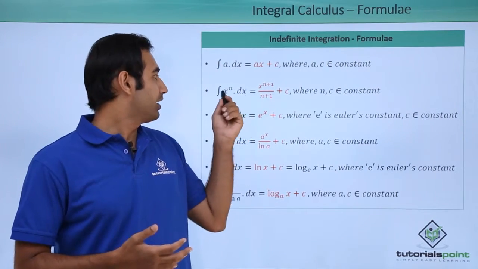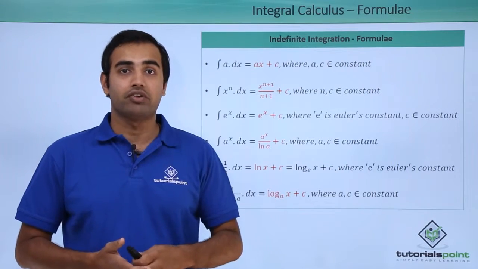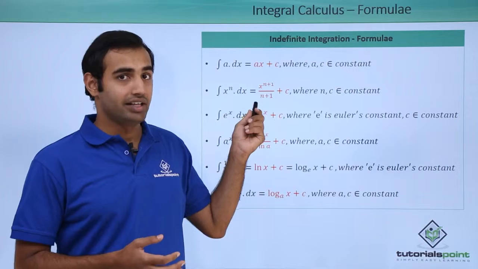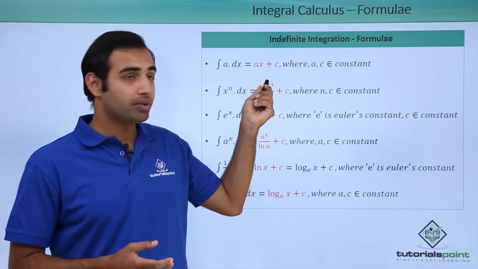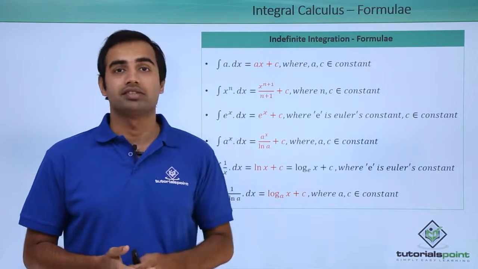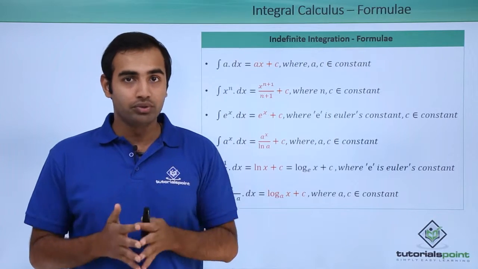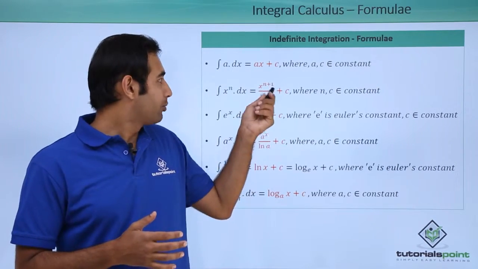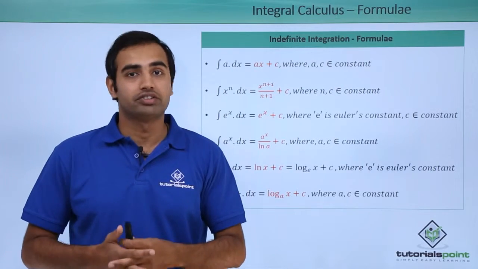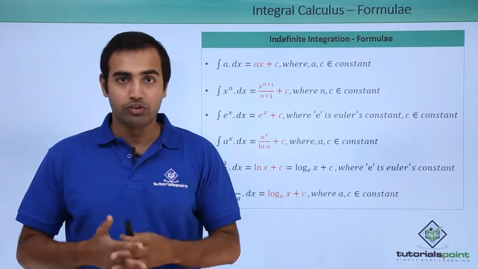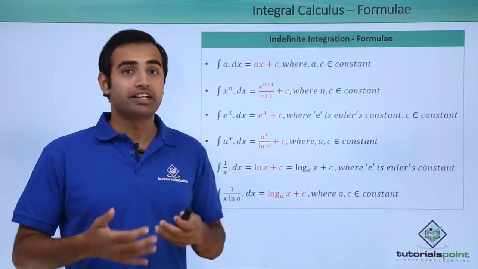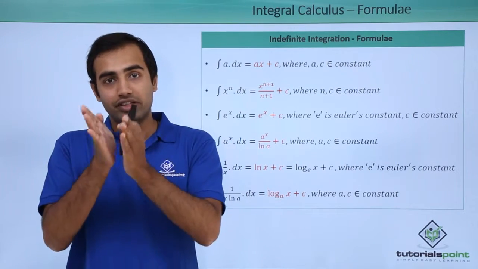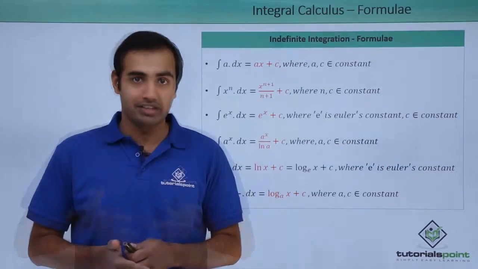Now the next formula is for a polynomial function of the form x raised to power n. So integral of x raised to power n dx is simply x raised to power n plus 1 upon n plus 1 plus c. It is important to note here that if I differentiate this function, what I'll obtain is my x raised to power n function back again. Going forward, the next formula is about the exponential function e raised to power x. We know that derivative of e raised to power x is simply e raised to power x back again.